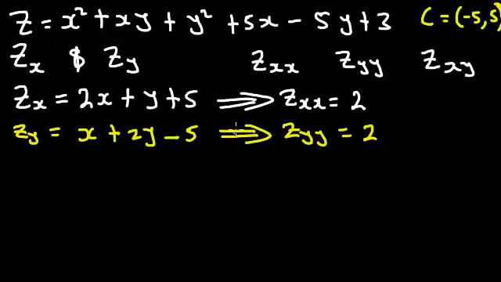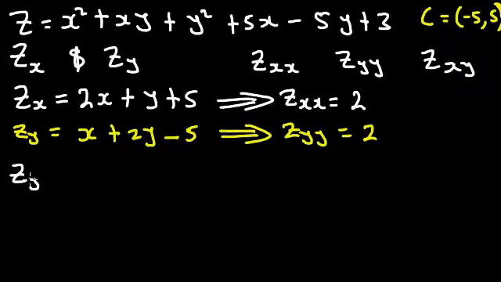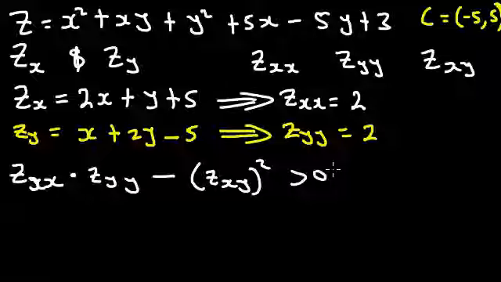Now let's confirm the conditions. First of all, we need to confirm that the product of z sub xx and z sub yy, minus the square of the cross partial derivative z sub xy, is greater than 0. If this is satisfied, then it means the critical point can never be a saddle point. You understand? So it would rather be a minimum or a maximum.